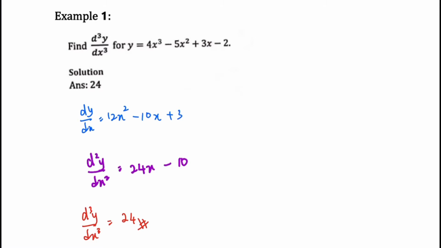And then let's find a second derivative, further differentiate this one. So again, power rule, bring down the power reduced by 1 for these two terms here. And finally, for third derivative, you need to differentiate this again. So the answer is just 24.